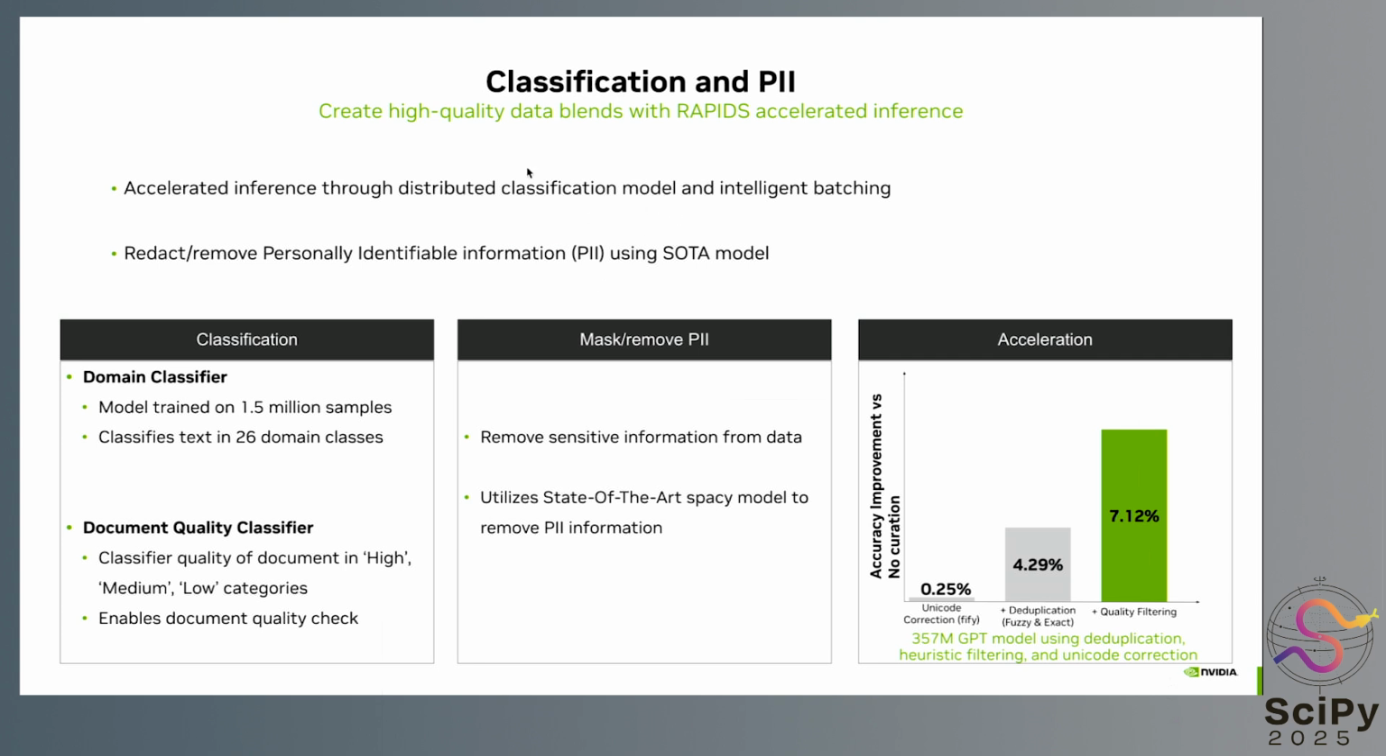And the last piece is classification and PII removal. For classification, we have domain classifier functions built in, so you can classify the text into 26 domain classes. As for the document quality classifier, you can categorize documents into 3 buckets: high, medium, and low. As for the masking or PII removal, we currently do not have our own models. We are using the Presidio model from Microsoft. So again, we are showing you how modular it is. And after we went through the classification and the PII removal step, the overall accuracy has been bumped to 7.12%.